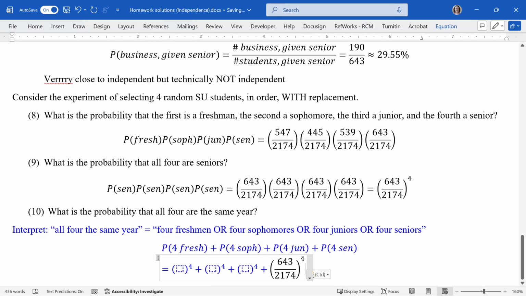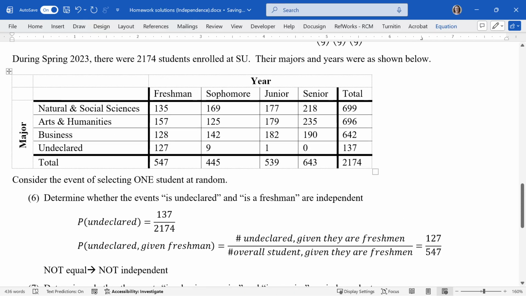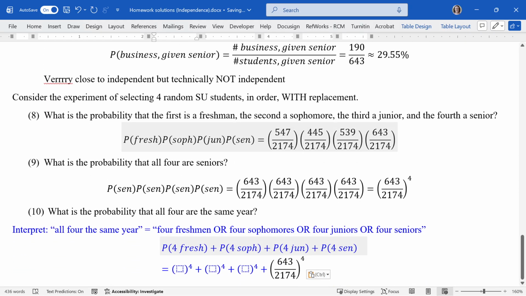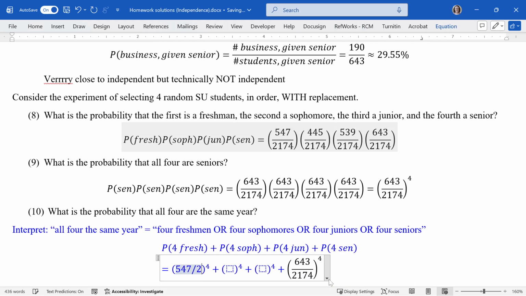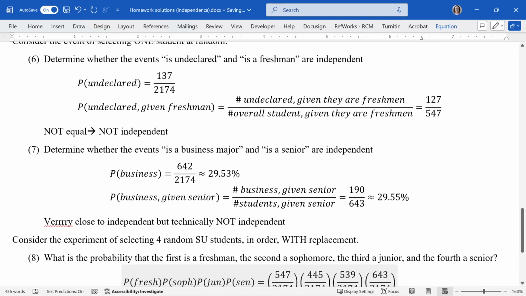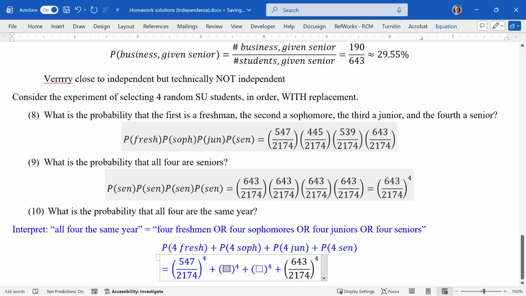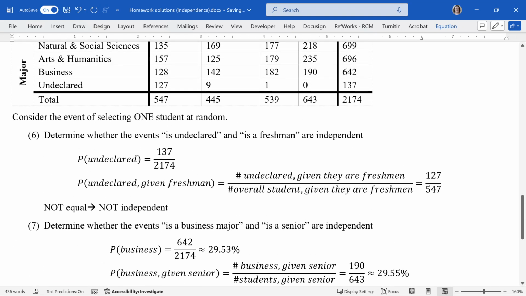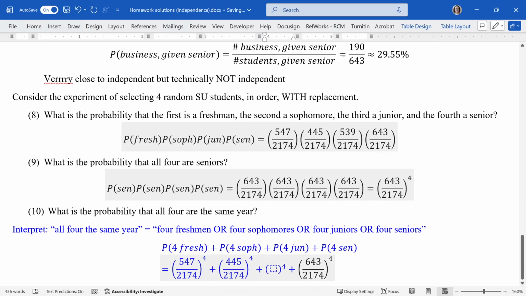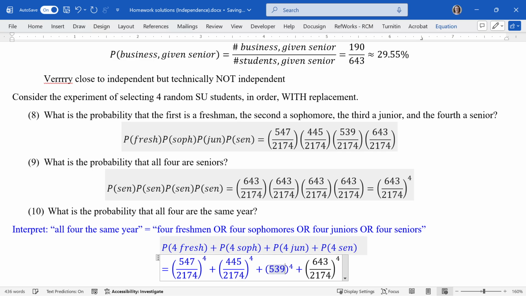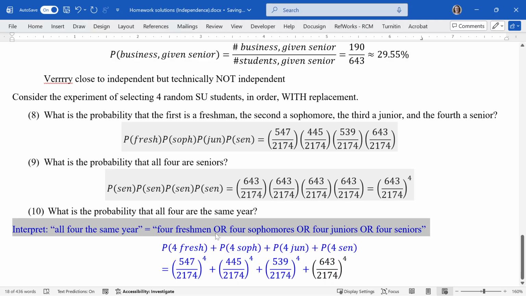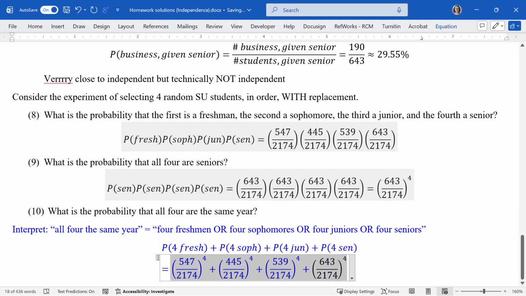Okay, so the probability of getting 4 freshmen is, just take that freshman probability, 547 out of 2174, multiply it together 4 times. Do the same thing for the sophomores, 445, multiply that together 4 times, juniors, 539, multiply that together 4 times, and then since this is an OR event, we add these 4 answers up. Okay, so it looks a little bit complicated, but it's pretty straightforward actually.